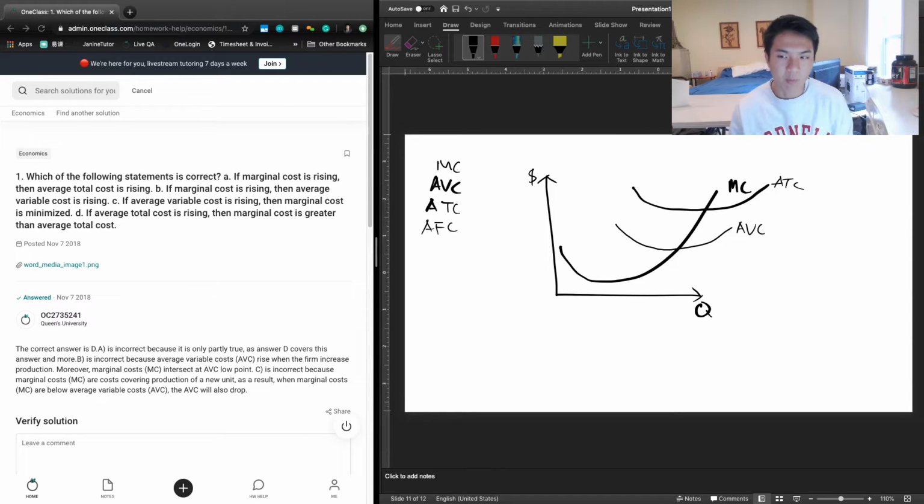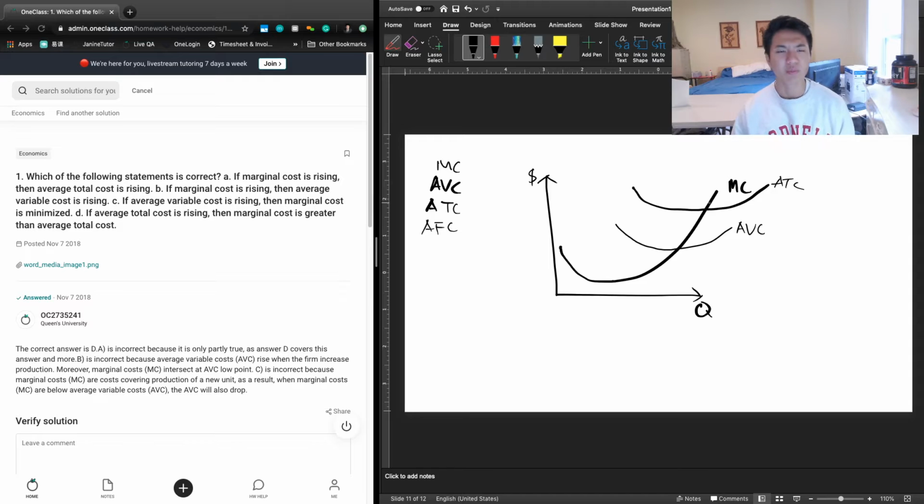So A, if marginal cost is rising, then average total cost is rising. And we see that that's not necessarily the case, right? Marginal cost is rising from this point onward, except we see that average total cost continues to decrease until marginal cost intersects with average total cost, right? So that's not going to be the right answer.